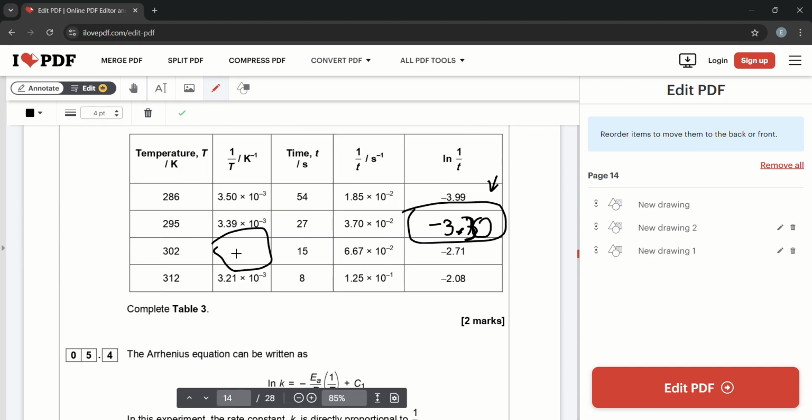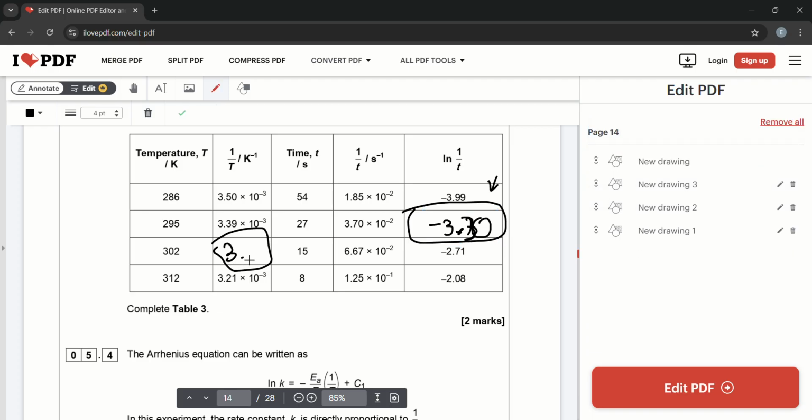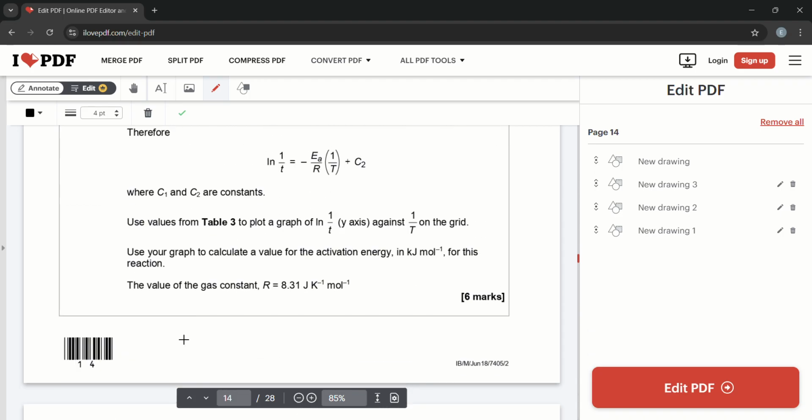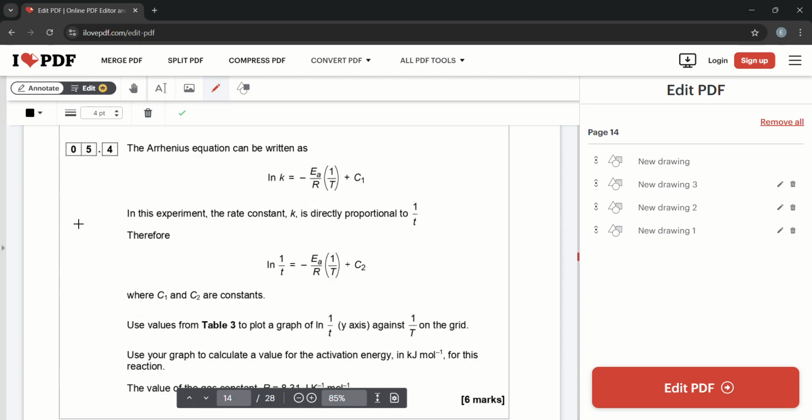And this one, well, it's going to be 1 over t, so it's going to be 1 divided by 302, which will give me 3.31 times 10 to the power minus 3. 5.4. Our Arrhenius equation can be written as this.